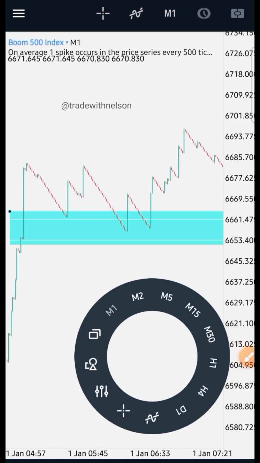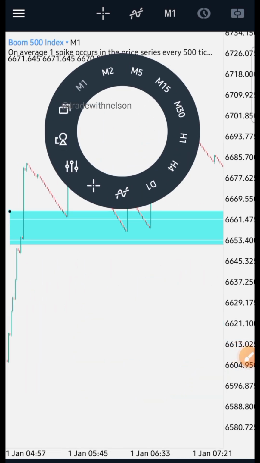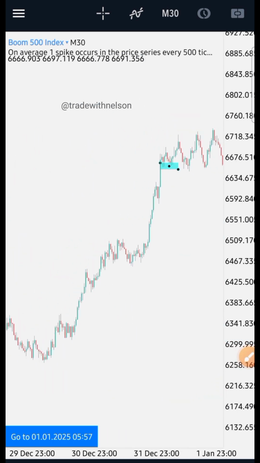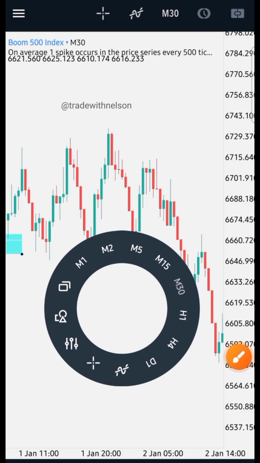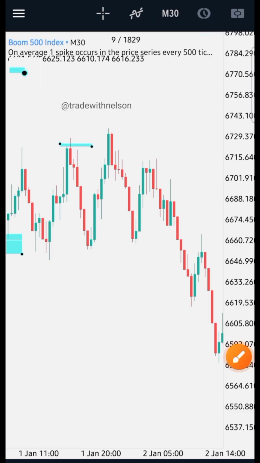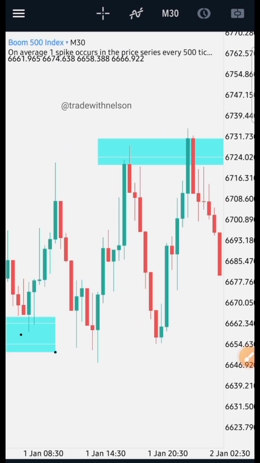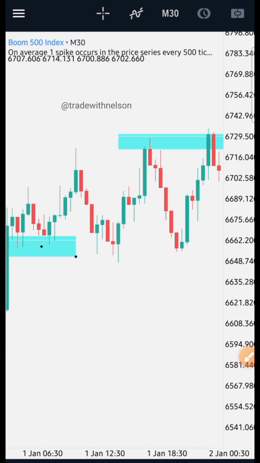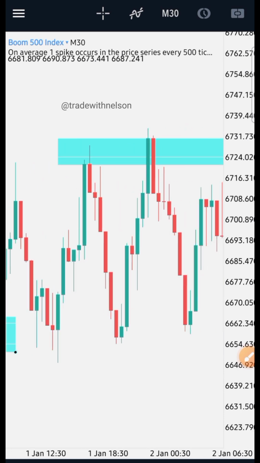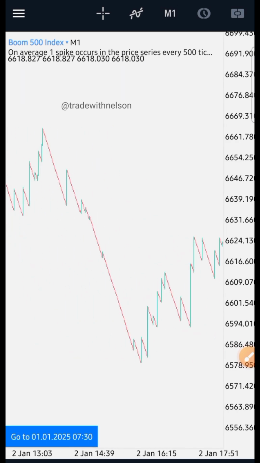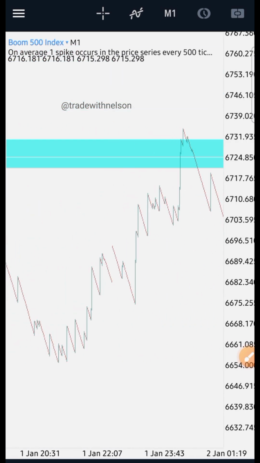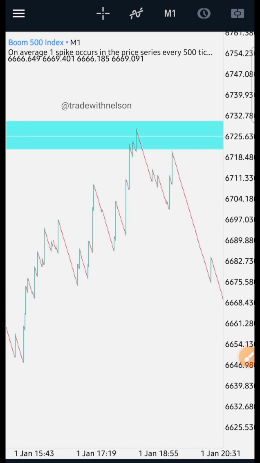So let's look for more examples so that you will understand more about what I'm discussing over here. You see over here, there is a rejection at this point. You only mark out the wick of the candle. So you see it at this point, then you go to your 1 minute time frame and look for that zone. This is the first wick.